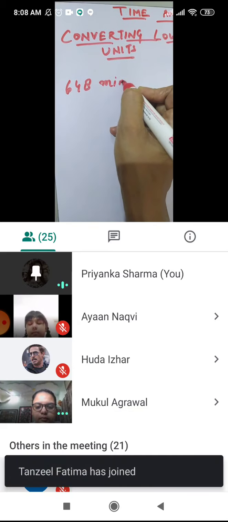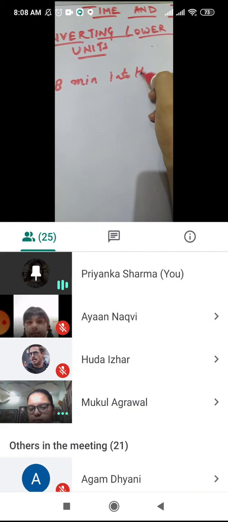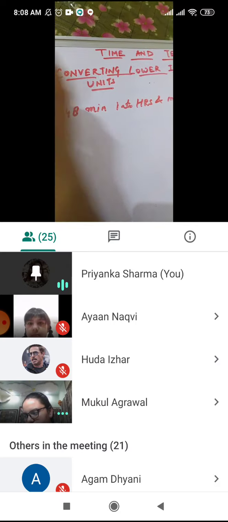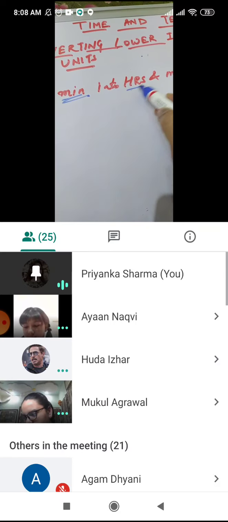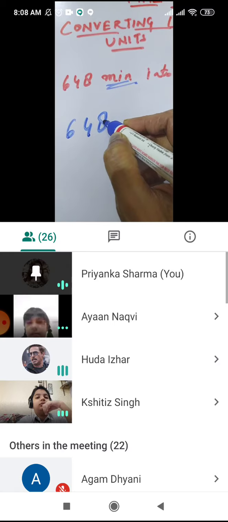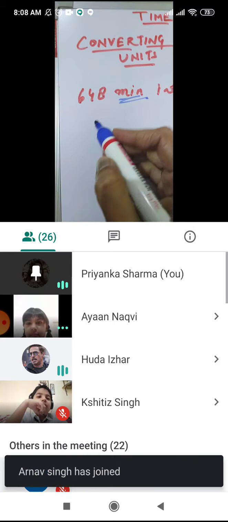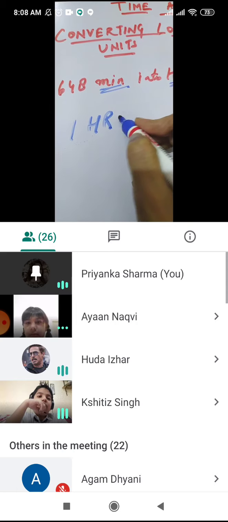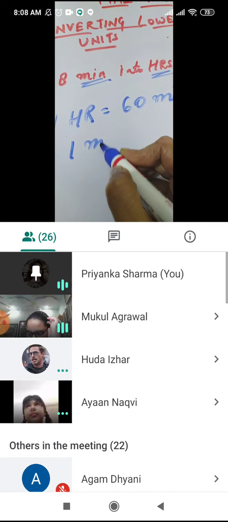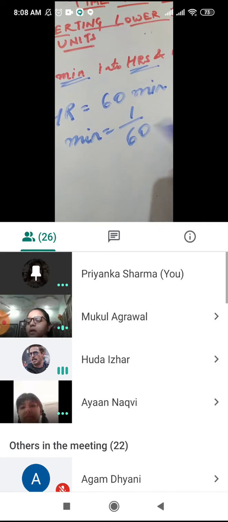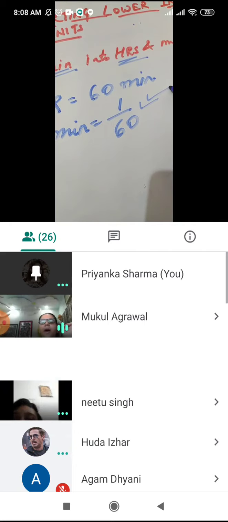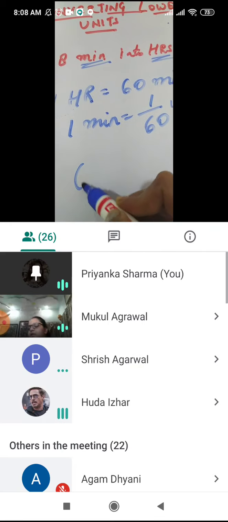Now, the next question says: convert 648 minutes into hours and minutes. Here also two types of units are being talked about, that is minutes and hours. How many minutes are given? 648. This is the minutes given. And what are we going to write? 1 hour is equal to 60 minutes. So 1 minute is equal to 1 by 60. 1 by 60 means we are dividing.